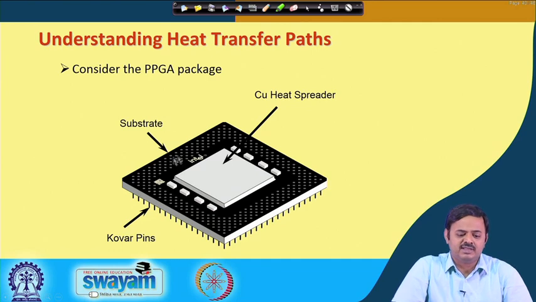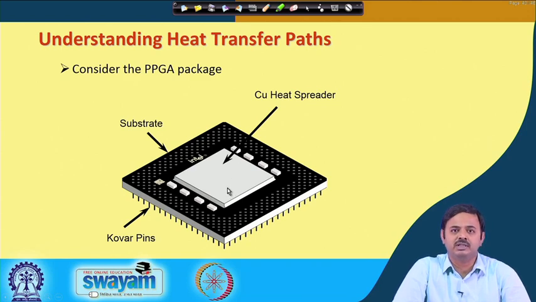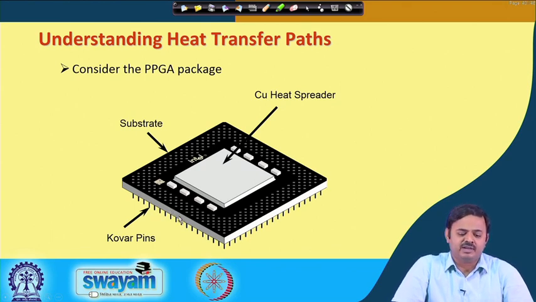Okay. So, this is the substrate or the chip carrier onto which the chip is bonded, typically flip chip bonded, and with a copper spreader on top. Okay. And then this substrate has pins. So, the attachment from the substrate to the motherboard is through a pin grid array. All right. So, if we look at this plastic pin grid array package, what will I have?